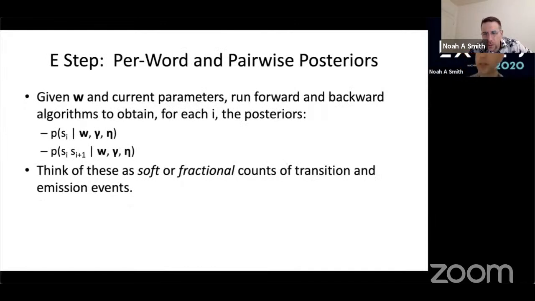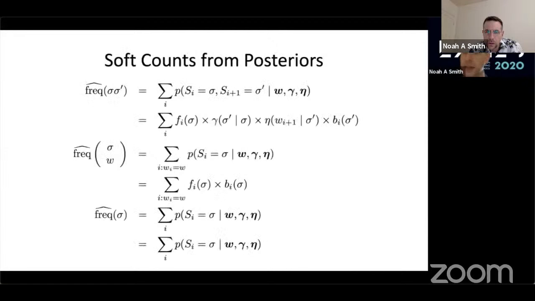So we're given the words and the current parameters. We run the forward and backward algorithms, and we obtain these posteriors: probability of a state at a given position, probability of a state pair at a given position. And these posteriors will sum to 1 at each position. You can think of them as taking a count: a single event happened, but we're dividing it up fractionally or softly across all the possible events that might have taken place.